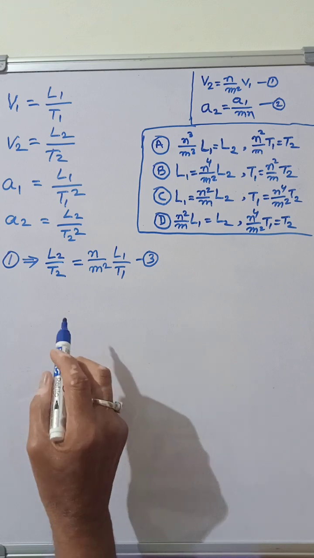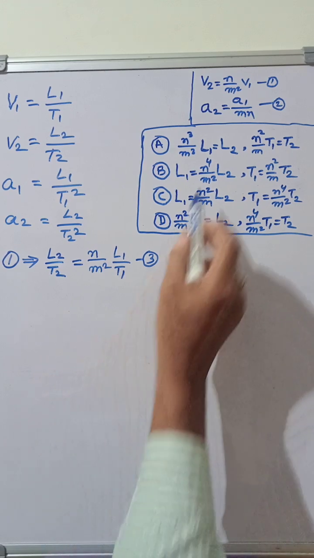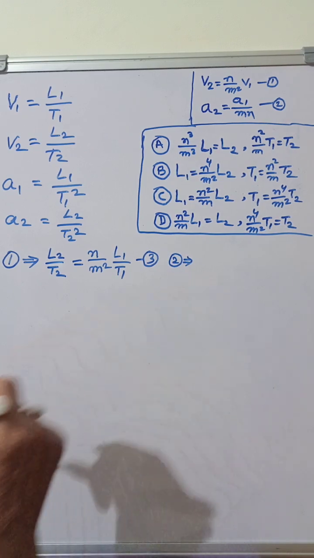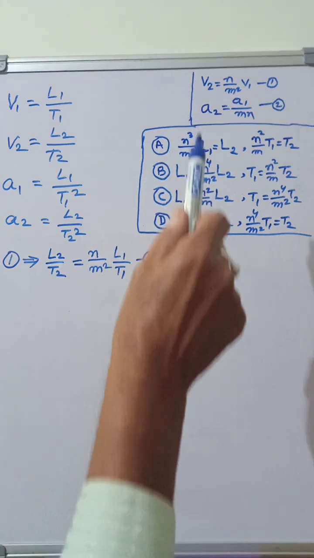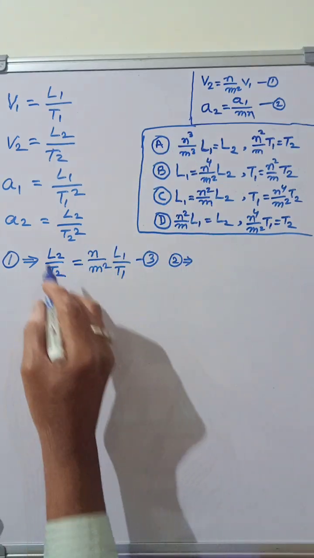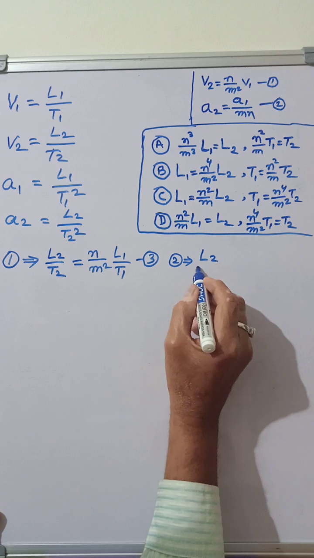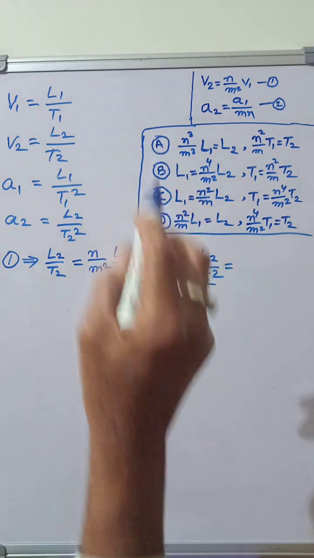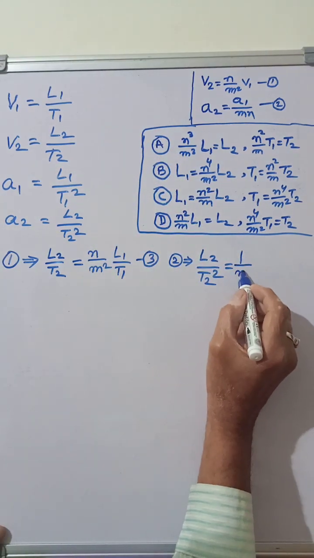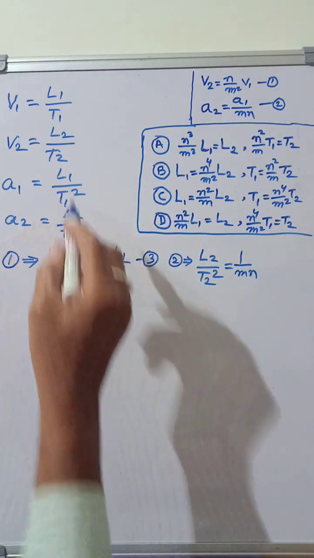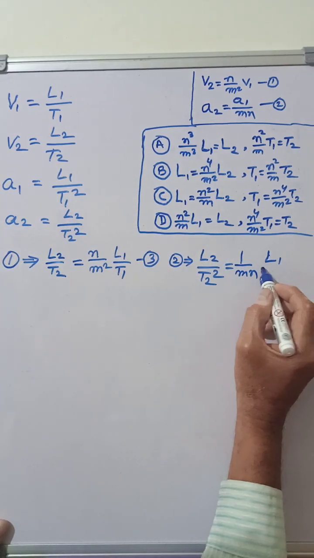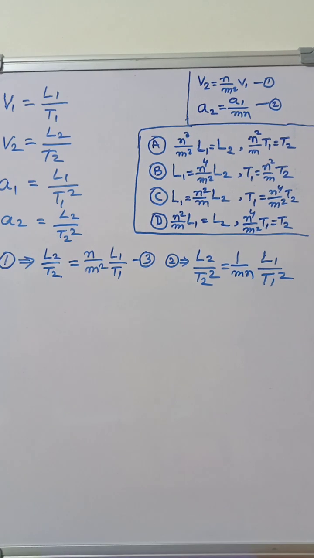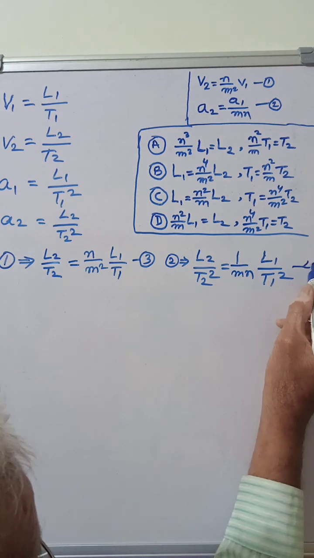And for acceleration, equation 2. So equation 2 implies A2 is equal to A1 by Mn. So A2 is L2 by T2 square is equal to A1 by Mn. Let us write 1 by Mn into A1. A1 is L1 by T1 square. We'll mark this as equation 4.